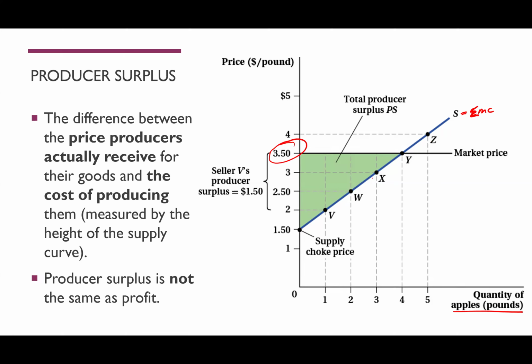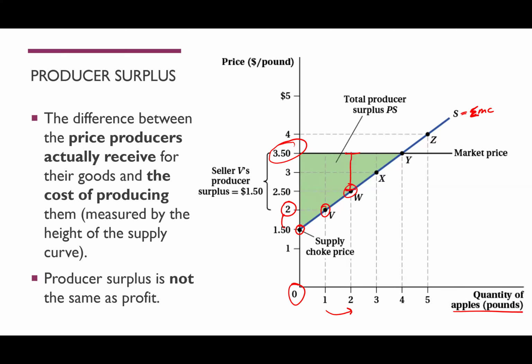Okay. So the difference between the market price and the marginal cost for the firm is going to give us their producer surplus. So in this case, at a price of $1.50, firms aren't going to produce anything. As soon as that price increases to $2, now we have the first pound of apples being produced, and the firm is willing to produce that. And so if we compare the marginal cost of $2 to the price of $3.50, producers are getting here $1.50 worth of surplus.